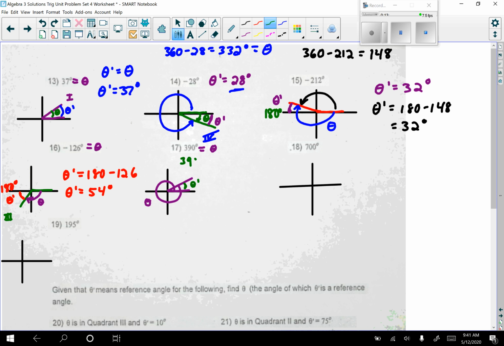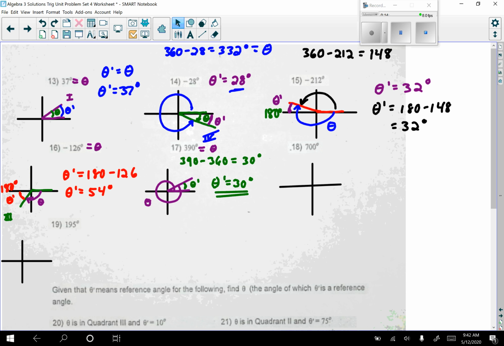So 390 minus 360 is 30 degrees, and that's less than 90. If I went a little bit further, I would have to reference another degree measure here. So that means theta prime, because we're in quadrant 1, is also going to be 30 degrees. Now the drawings, they help, they're not necessary, but they help just to get a good visual of how much more we have to rotate in order to get our answer.